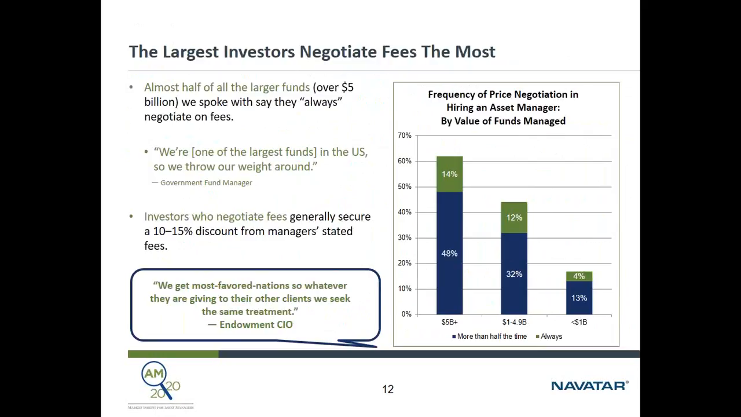Not even 15% of allocators that are below $1 billion negotiate more than half the time. So keep that in mind as you go. And the bigger they are, the more likely they are to negotiate. Makes sense. When they do negotiate, this is another, I think, very valuable factoid. They generally get about a 10 to 15% discount. So good for you to know as an asset manager going into it.